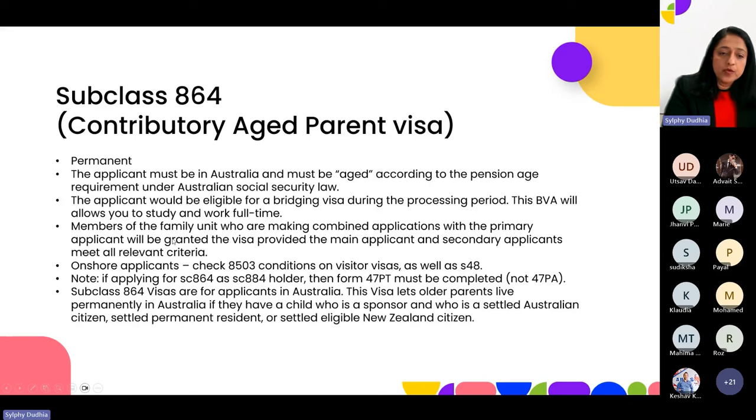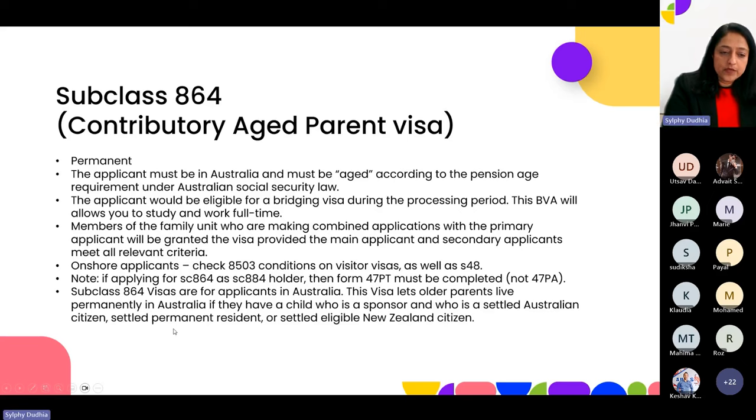Members of family unit who are making combined application with the primary applicant will be granted the visa provided the main applicant and secondary applicant fulfill all the criteria. You have to check whether on the visitor's visa you have 8503 condition or not. If there is no 8503 condition, then you can proceed with the parent visa. Now, again, if you are applying for this visa, then the form which you will use is 47PT instead of 47PA.